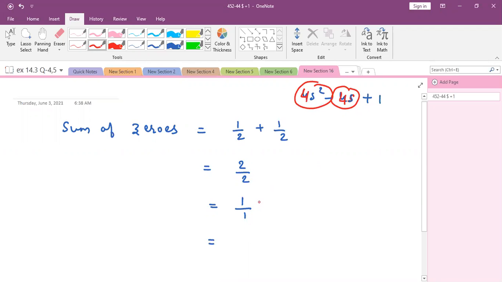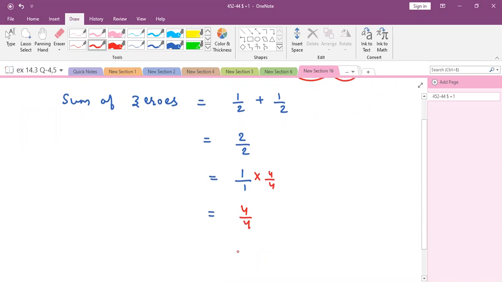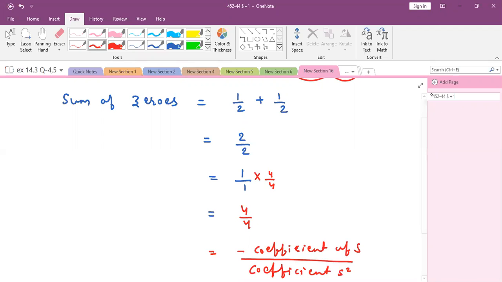So can we multiply 4 to numerator and denominator? Yes sir. It becomes 4 upon 4. So we can write minus 4, because there is a minus sign with 4s. This is the coefficient of s, and the denominator is also 4, so that is the coefficient of s square. Now you can check from this equation here.